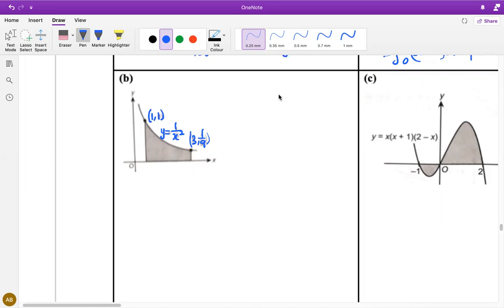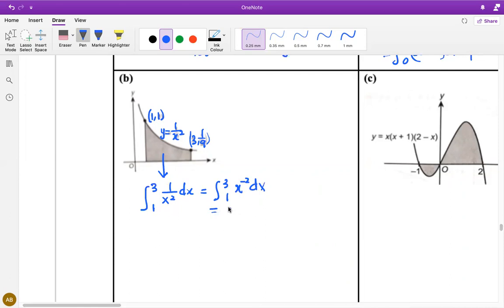Okay, the area under the curve and bounded by the x-axis. So this area, how do we find it? It's from 1 to 3, the integral of 1 over x squared dx. So it's actually like 1 to 3, x to the power of negative 2 dx.